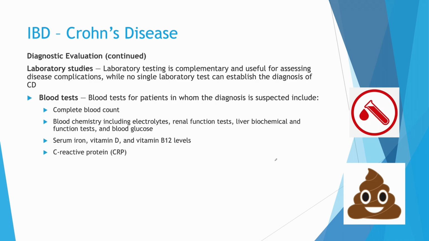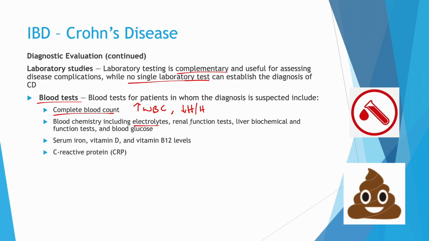All right, so laboratory studies, what are we talking about when we talk about lab studies? It's complementary. It's not the definitive way to diagnose it. There's not one single lab test that can say, aha, that's what we have here. But it is helpful to put those pieces together like we mentioned before. Now, as far as blood tests are concerned, we like to get a CBC. This looks for increased white blood cell count, or decreased hemoglobin and hematocrit, for chronic anemia or blood loss.